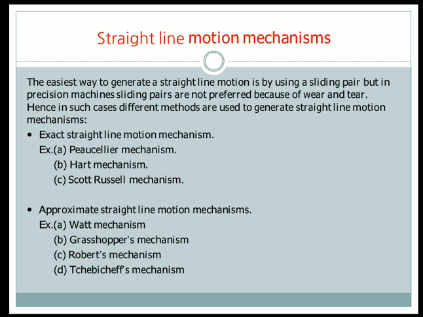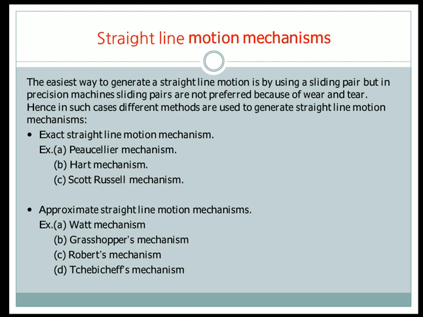The two main types of straight line motion mechanisms are exact straight line motion mechanism and approximate straight line motion mechanism. These two are different types of mechanisms that will plot a straight line. In exact straight line motion mechanisms, there are three mechanisms. The first one is Peaucellier mechanism, then Hart mechanism, and Scott-Russell mechanism.